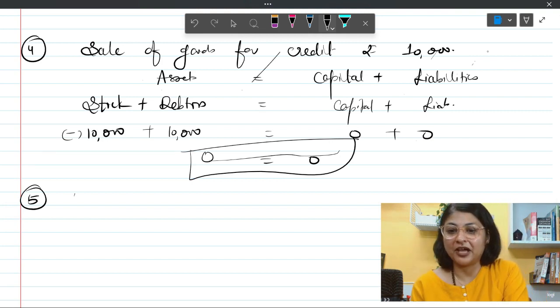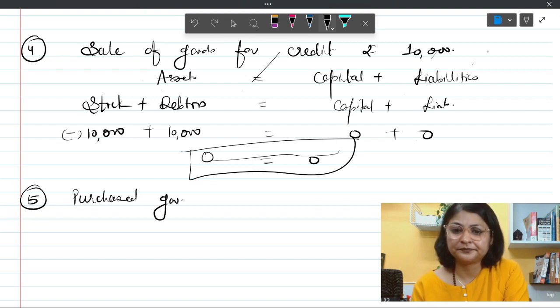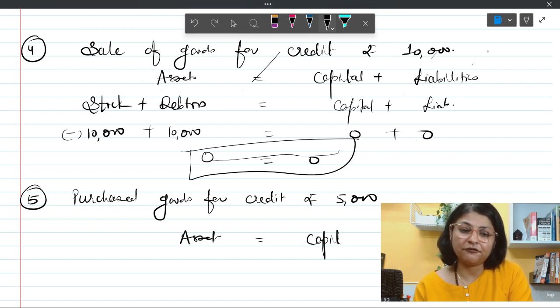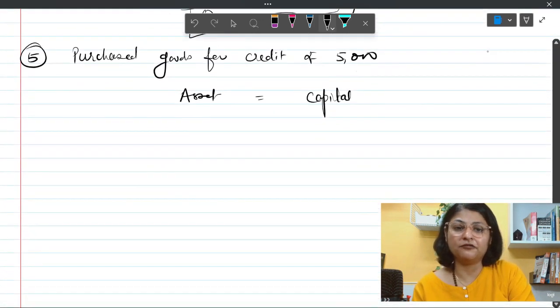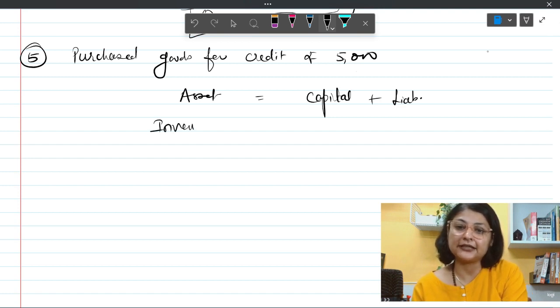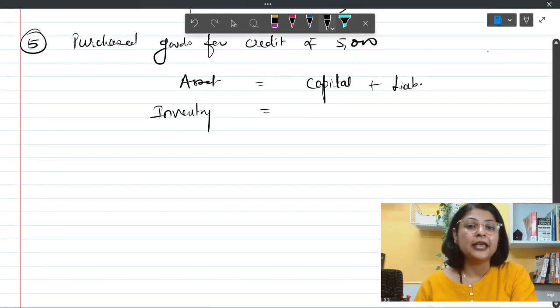Now let's understand one more. For example, we have purchased goods for credit and the amount is rupees 5,000. Now this time what is happening, we are getting the impact on both the sides. On one hand the asset is increasing and on the other hand we are increasing the liability. As far as the asset is concerned, this is going to be inventory which is going to increase. No cash is going out or coming in. Capital is not getting affected. It will remain capital only.